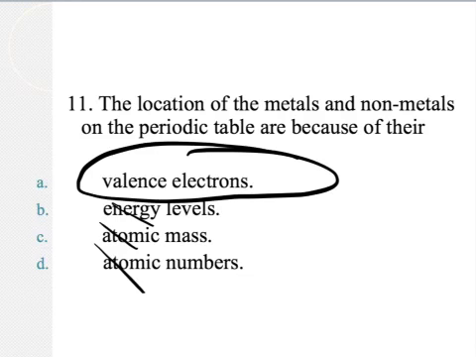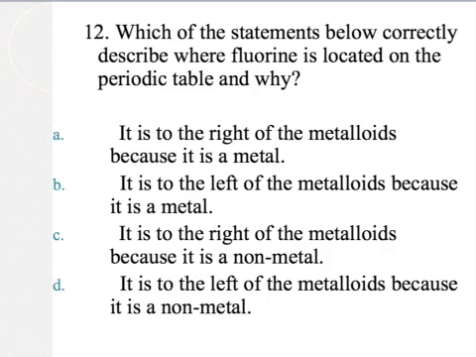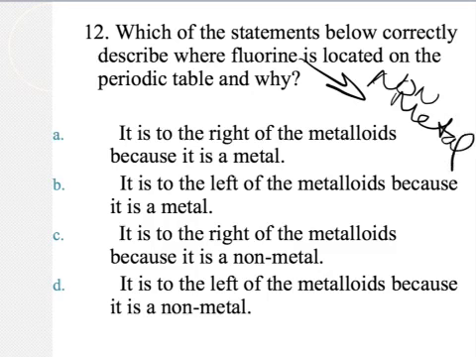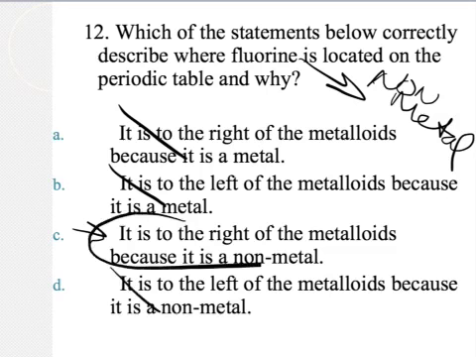Which of the statements below correctly describes where fluorine is located on the periodic table and why? So what you should do first is ask, is fluorine a metal or a nonmetal? It's a nonmetal. Just helps you out. Okay, so any answer that says it's a metal is wrong. So A and B. Okay, now C says it's to the right. Well, that makes sense because we know everything to the left of the metalloids is a metal. So that makes D wrong. So C is the correct answer. Again, all your nonmetals are to the right of the metalloids.